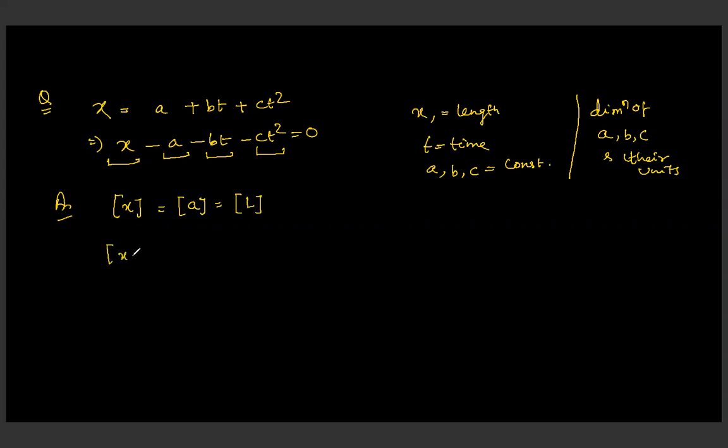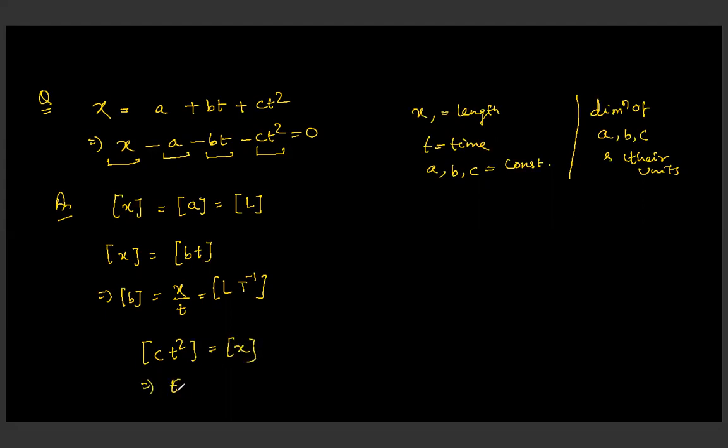Dimension of x must be equal to the dimension of bt. It says that the dimension of b is equal to x by t. x is L and this is t to the power minus 1. Similarly, coming to the dimension of ct square, as we know, ct square can be written as dimension of x, or equal to x.